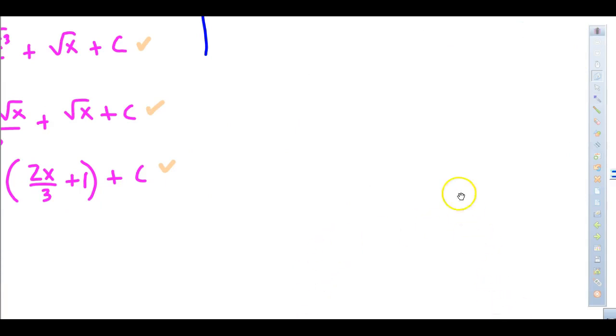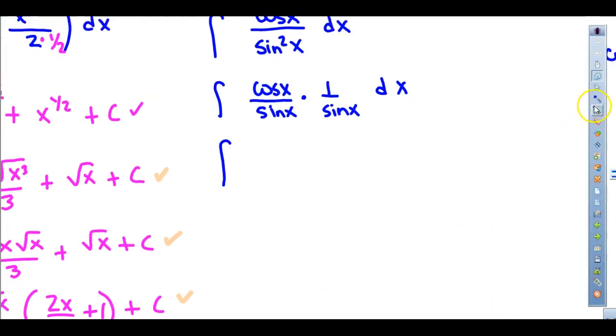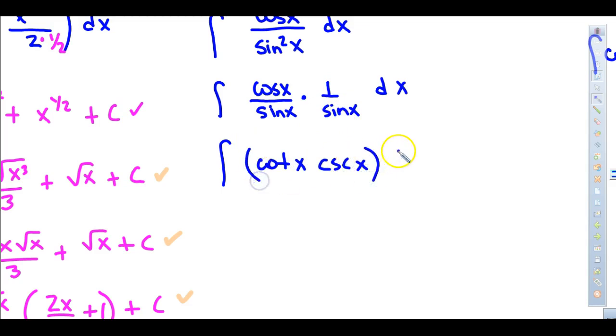Okay, I'm still simplifying. In this video, anything that I write in blue means I'm rewriting or I'm simplifying the integral before I integrate. And then anything in pink will actually be the integration part. Cosine over sine, isn't that the same thing as cotangent? And 1 over sine is the same thing as cosecant. Okay? This is one of your trig derivatives.